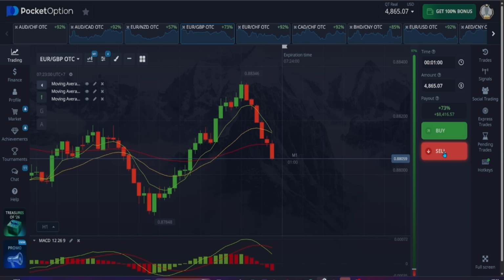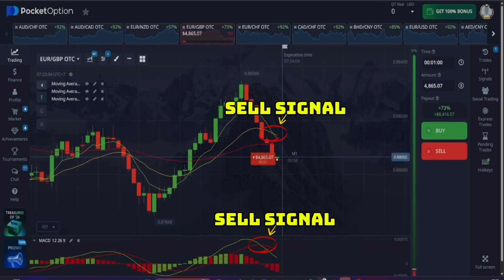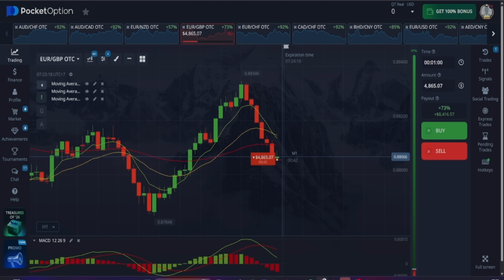I'm entering a sell position here because we have a clear crossover on the moving averages. The green MA crosses below the yellow MA, indicating a shift to bearish momentum. This move is confirmed by the MACD, where we also see a bearish crossover, along with the red histogram expanding, showing increasing selling pressure. Everything is aligned according to our rules. Let's watch how the price moves.